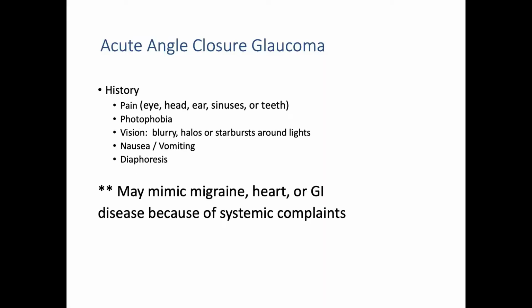That sometimes happens. So the history is usually pain, photophobia, blurry vision. They can complain of halos or starbursts around lights, and usually nausea, vomiting, diaphoresis. It may mimic a migraine or heart or GI problem. And I think we've had some M&Ms on this where patients presented atypically and it was actually missed. So do bear in mind, they can present in different ways.